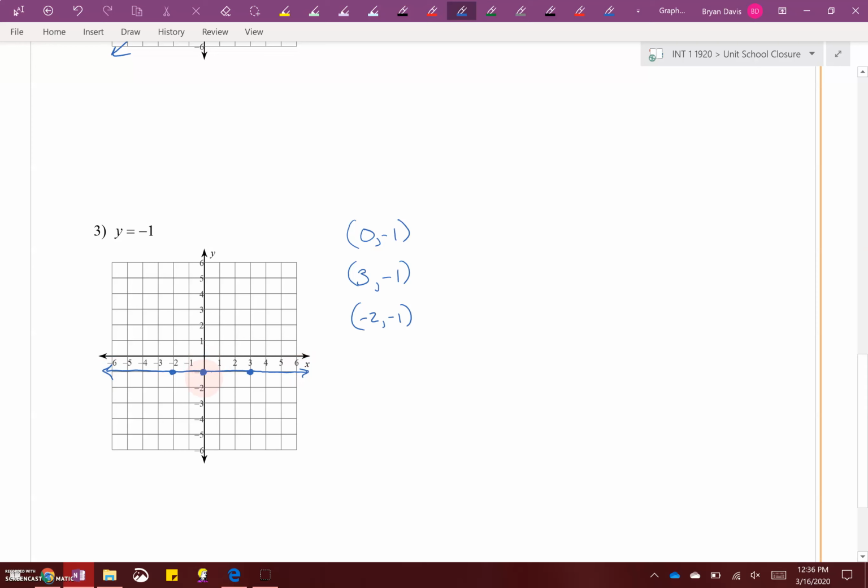at -1. I like to read this if I cannot remember what kind of line this is. Notice there's no x here. I just have y equals a number. I know that it's always going to cross the y-axis at the stated value. In this case, the stated value is -1. So it's going to cross the y-axis at -1. So it's got to be a horizontal line.